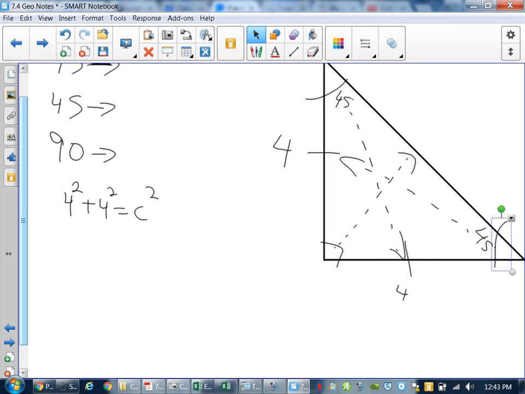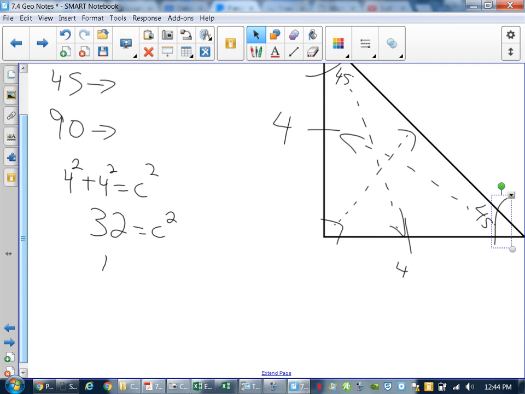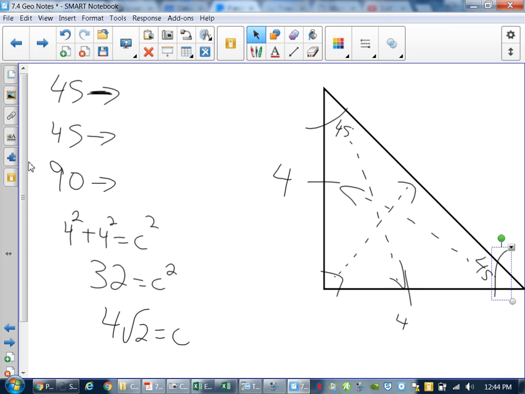16 and 16 is how much? And then how do you undo squaring? If I take the square root of this, what do you get? 4 root 2. Good. So if my side lengths are 4, my hypotenuse is 4 root 2.